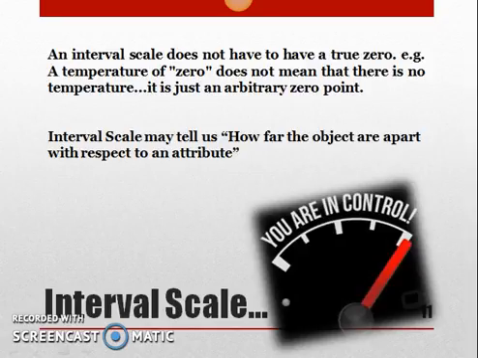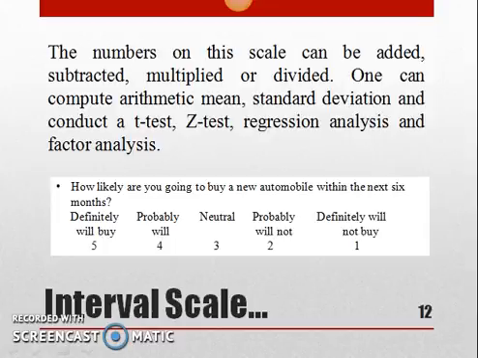The next scale is the interval scale. An interval scale does not have to have a true zero. For example, a temperature of 0 does not mean that there is no temperature. It is just an arbitrary zero point. Interval scale may tell us how far the objects are apart with respect to an attribute. The numbers on the scale can be added, subtracted, multiplied or divided. One can compute arithmetic mean, standard deviation and conduct a t-test, z-test, regression analysis and factor analysis.